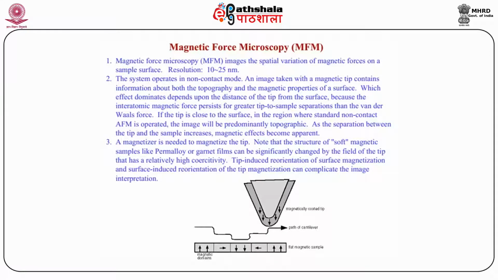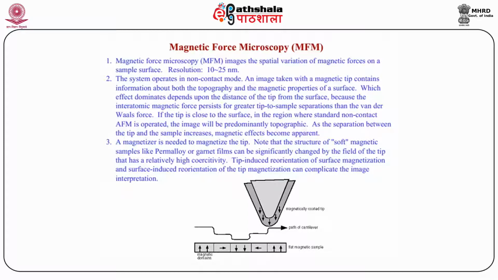Magnetic force microscopy images the spatial variation of magnetic forces on the sample surface. Resolution is 10 to 25 nanometers. The system operates in non-contact mode. An image taken with a magnetic tip contains information about both the topography and the magnetic properties of the surface.